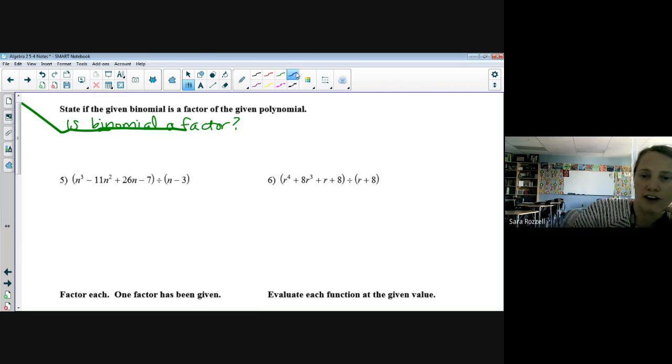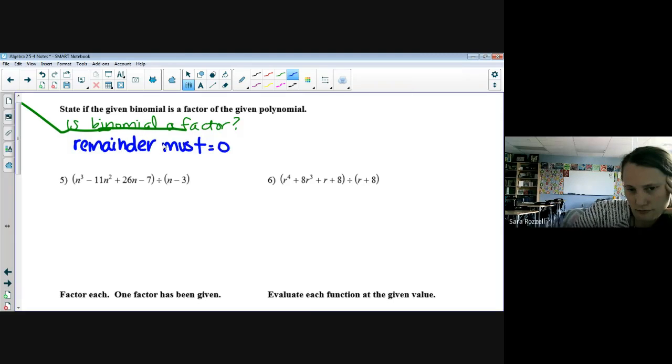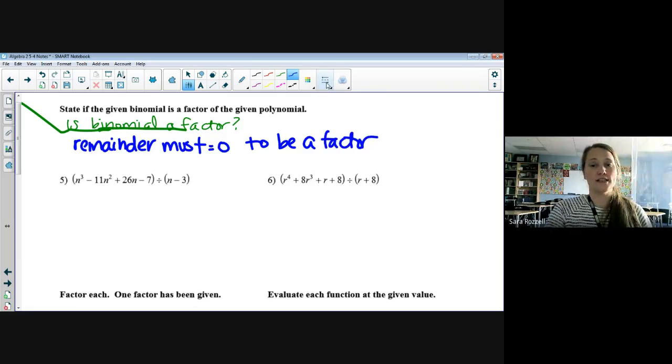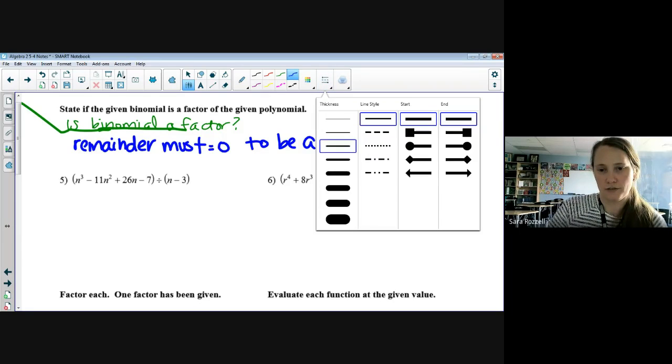So to tell if something is a factor, you are going to divide and check the remainder. The remainder needs to equal 0. If the remainder is not 0, it is not a factor.